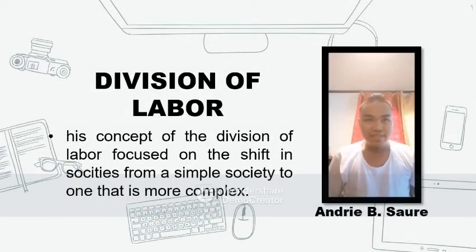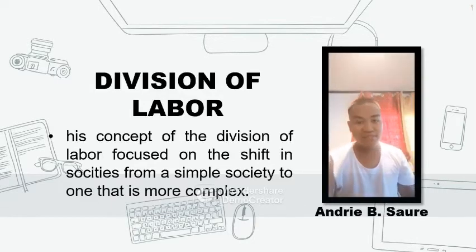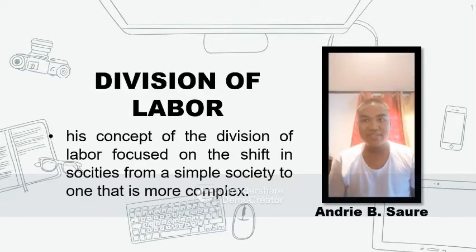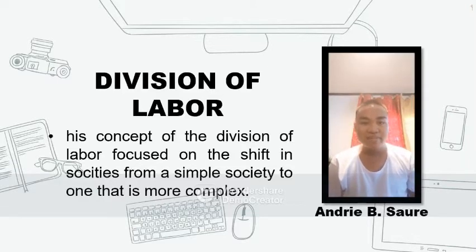So the next theory is the division of labor. His concept of the division of labor focused on the shift in societies from a simple society to one that is more complex. He argued that traditional societies were made up of homogeneous people that were more or less the same in terms of values, religious beliefs, and backgrounds. Modern societies, in contrast, are made up of a complex division of labor, beliefs, and backgrounds.